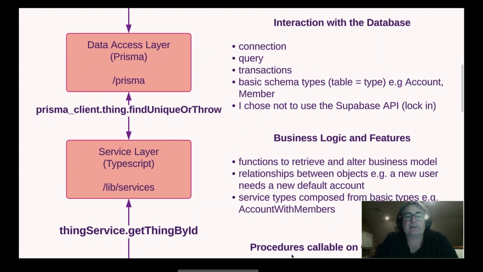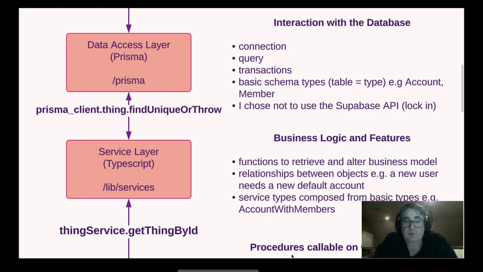The next part of the architecture is the service layer. It contains business logic and features. It's functions to retrieve and alter the business model, relationships between the objects, e.g. a new user needs a default account. So that information, that knowledge is in the service layer, not in any other place. So it's sort of a central place for all of your business logic.